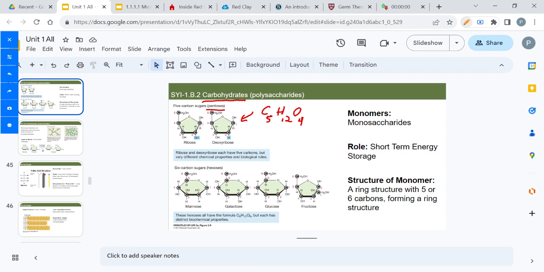Now, what I'd like to go do is actually do this with the 6 carbons, and this is going to be a little bit better to work with. Specifically, let's go with glucose, good old-fashioned glucose. Do the same thing. Give me the carbons, the hydrogens, and the oxygens. Just count them up real fast.